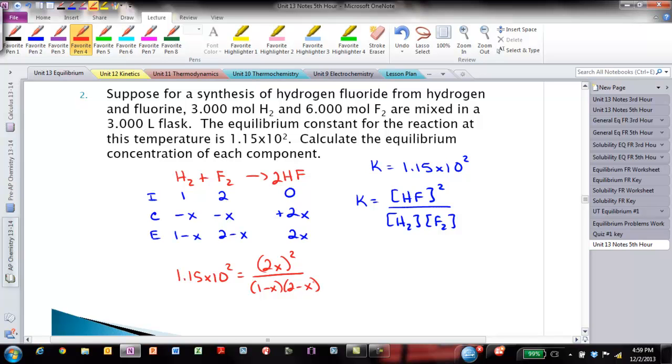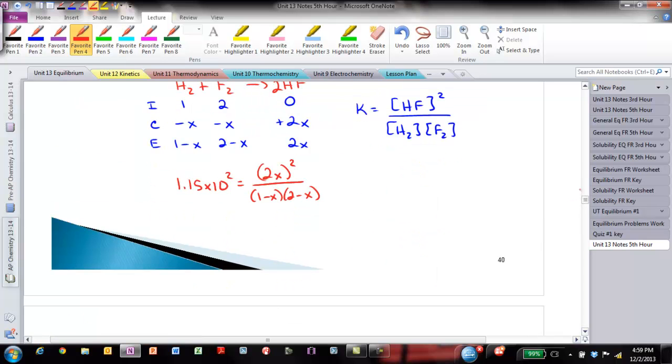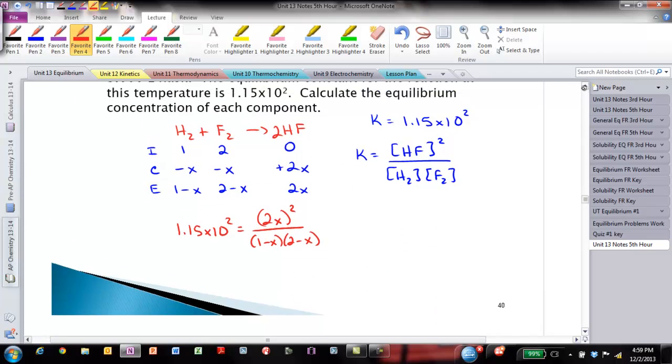minus x. We've got to solve this for x. We've just got one variable in there, so this is doable. It's just going to take some math. So I'm going to go ahead and multiply this bottom up there and FOIL it at the same time. So I'm going to do 1.15 times 10 to the second times 2 minus 1x minus 2x plus x squared, and that's equal to 4x squared.